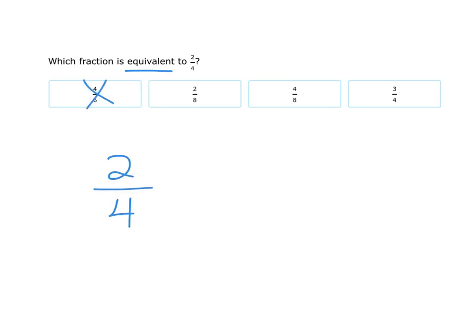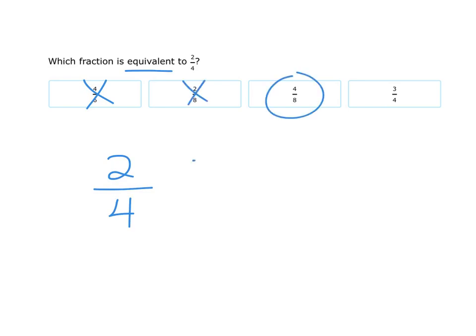We can do the same thing again with 2/8. Let's compare 2/4 to 2/8. 4 times 2 is 8, and 8 times 2 is 16. 16 and 8 are also not equivalent, so we can cross that one out too. Still looking for an equivalent fraction to 2/4. Let's check 4/8. And if I cross multiplied, 4 times 4 is 16, and 8 times 2 is 16. Hey, 16 and 16 are equivalent, therefore 2/4 is equivalent to 4/8.